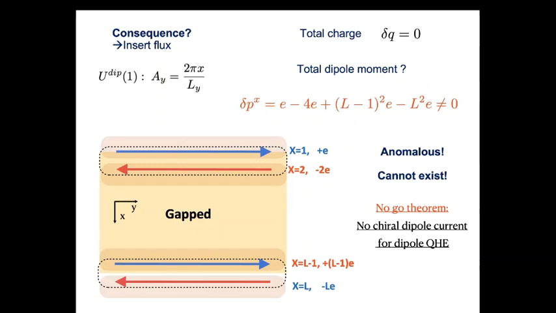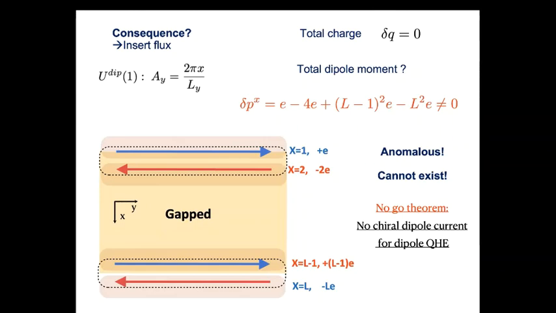Unfortunately, if we have such settings, with chiral dipole current and anti-dipole current localized at the boundary, inserting a U1 flux with respect to the dipole symmetry would make the total dipole moment not invariant after this flux insertion or large gauge transformation. Such a phenomenon is anomalous and cannot exist in a pure 2D system with only local interaction. So from this story, it turns out that we can state a simple no-go theorem.